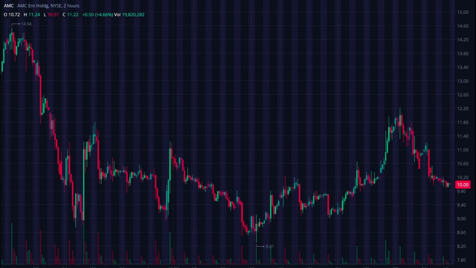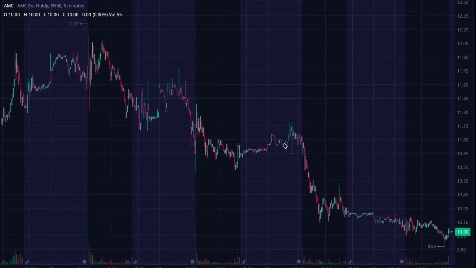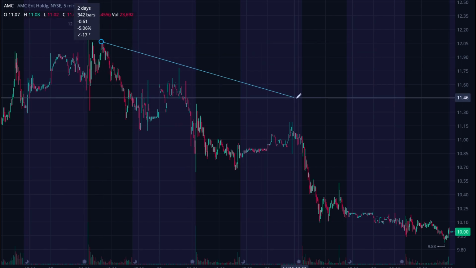All right, let's flip the script and look at the 5-day, 5-minute, to see what the micro chart looks like for your shorter term trades. The first thing that obviously stands out to me here is that there is this downtrend that AMC is kind of stuck under.